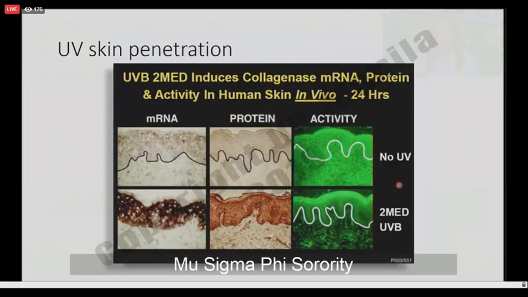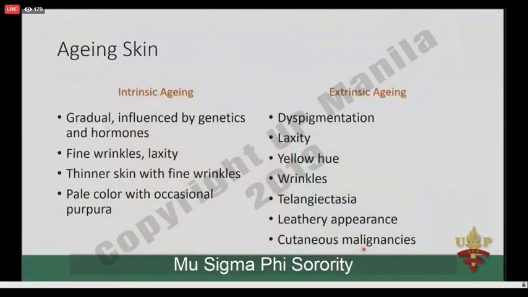Now here, another photo showing the skin which is exposed to a minimal erythema dose of your UVB. You see here, no UVB, no activity of your enzymes. Here, you have a lot of collagenase enzyme activity. So with these effects of the UVA on the skin, you have these added effects on the skin caused by the damage of your ultraviolet.